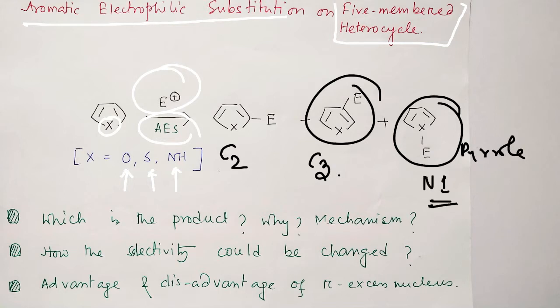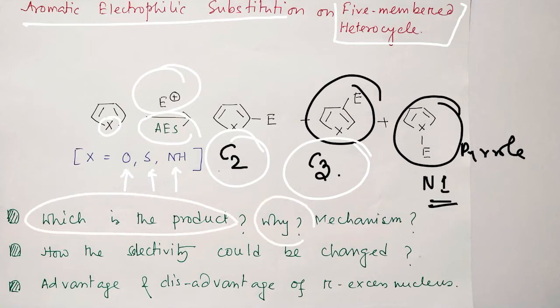Okay, so mainly we will focus on C2 and C3, and we will discuss which one will be the product first of all and why, with complete mechanism, and finally how the selectivity for C2 or C3 could be tuned, and finally the disadvantages and advantages of this heterocyclic compound, which are actually pi excess nucleus.